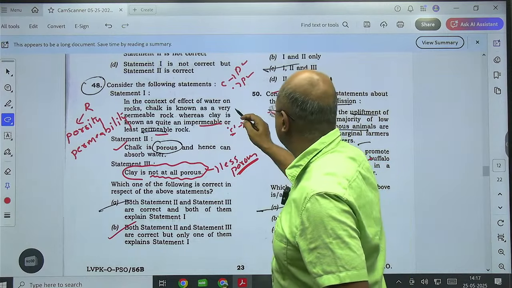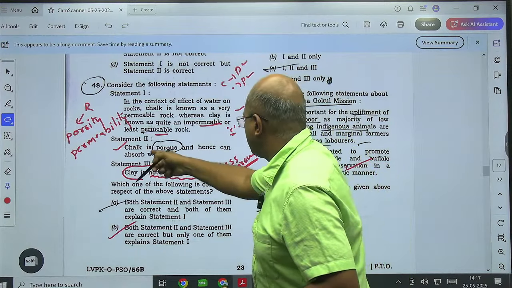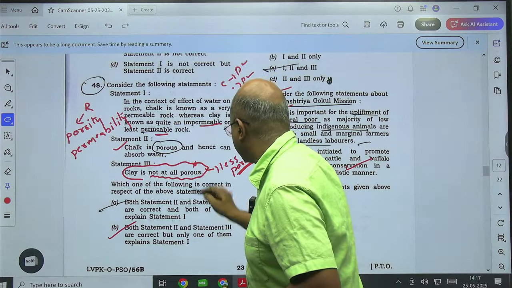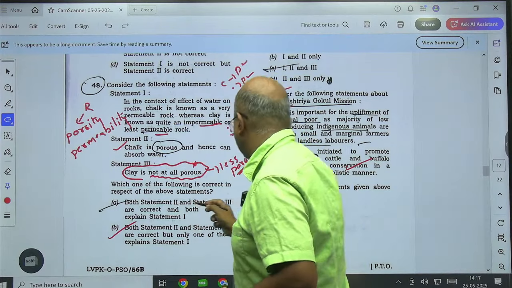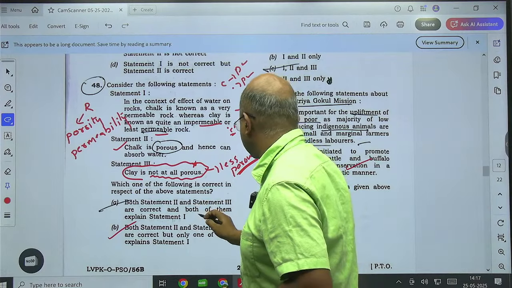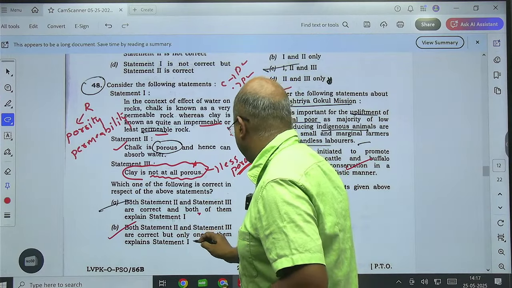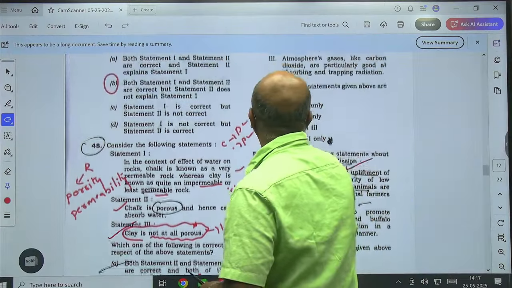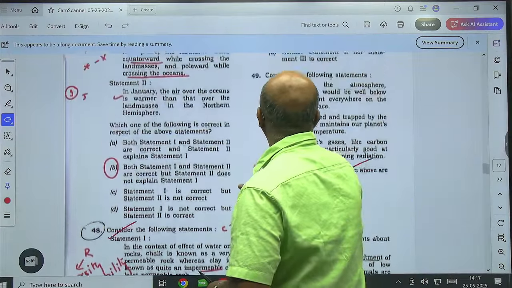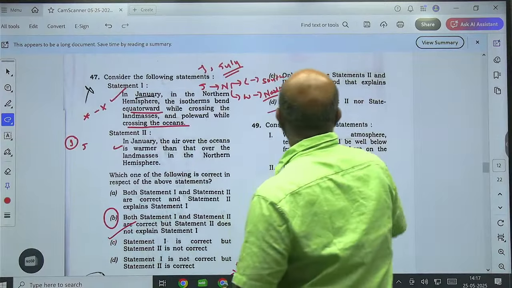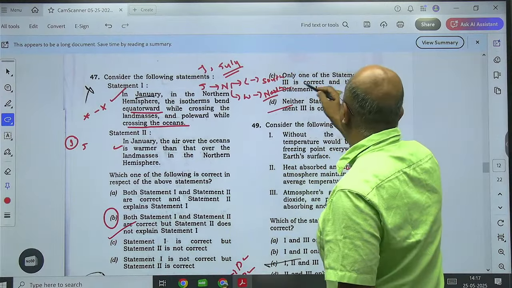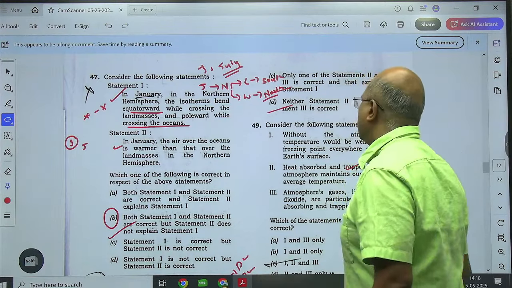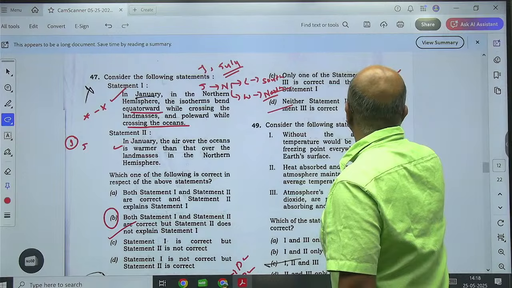So in this case, the first statement is there, and chalk is porous, and hence absorbs water. So statement 3 is wrong. Wherever we find statement 2 and statement 3, one is correct and this is the wrong statement. Only one of statements 2 and 3 is correct, and that explains statement 1. So this is the correct one. 48C is the correct answer.